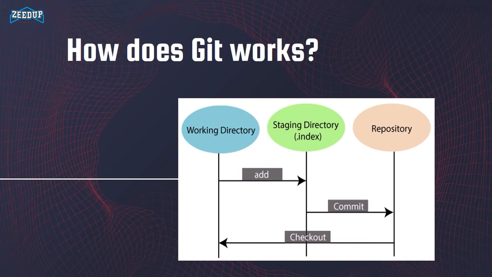Now let us discuss the working directory. The working directory is just like a folder. It is the place where you actually work or make the changes to your projects. Whatever project you are working on, you must store it at a particular location on your machine, and this location is known as the working directory. Now once you have made the changes in your working directory, all the changes first go into the staging directory or the staging area instead of directly going into the repository.